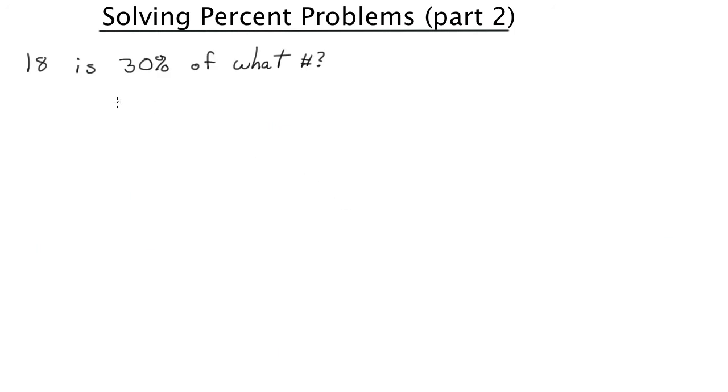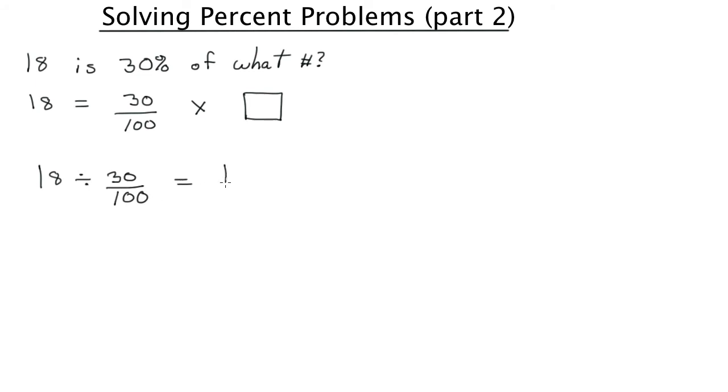Okay, here we go. 18 is 30% of what number? First job is translate. 18 is 30% of what number? Well, the what is the unknown. That's what I'm looking for. How do I do this? Again, I won't go through the same process or explaining the thinking behind it, but if something times 30 hundredths equals 18, then 18 divided by 30 hundredths must equal this number that we're looking for.